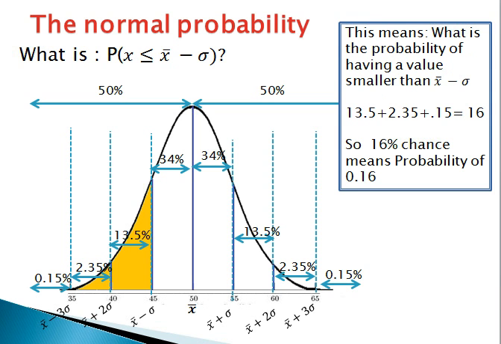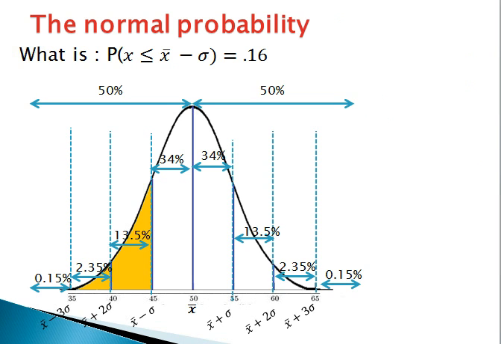Well, again, if we just look at the percentages, we get a 16% chance. All right, means a probability of 0.16. So if you look at the top, that will be our answer. And this is how we use it. So remember the numbers 68, 95, and 99.7 to find out these values. And that's what it is.